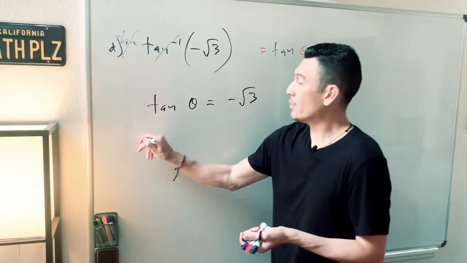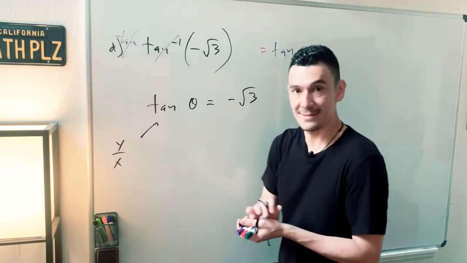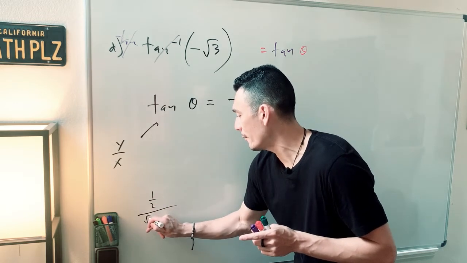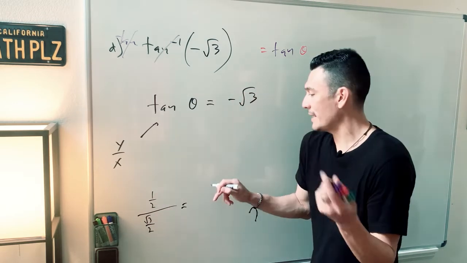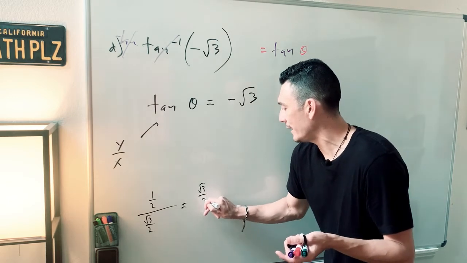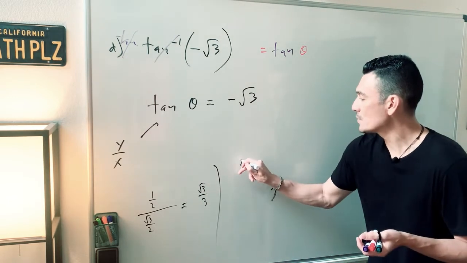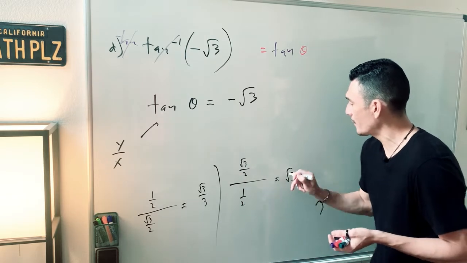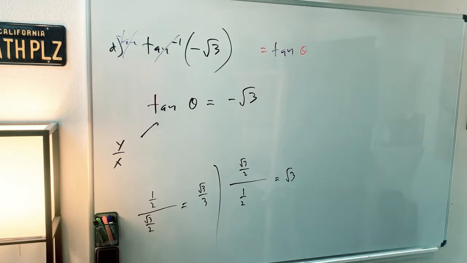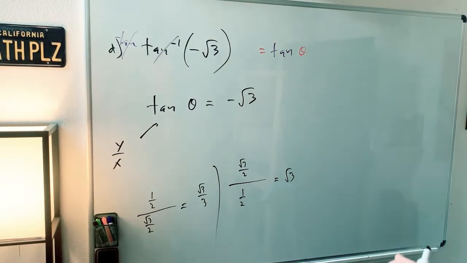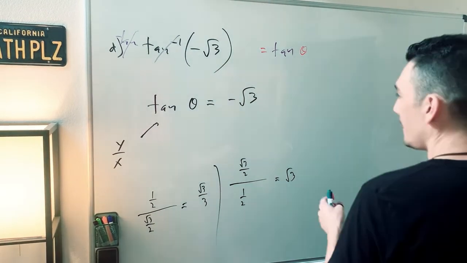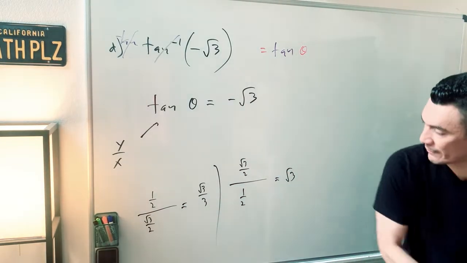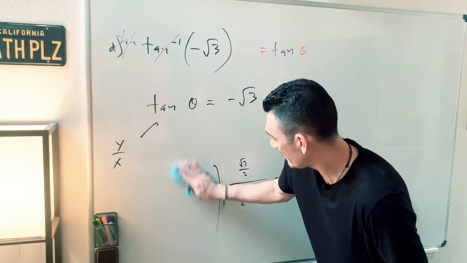And then again, we recall that tangent is y/x. Recall that we said like 1/2 over √3/2 is the same as like √3/3. And then the other fact was that √3/2 over 1/2 equals √3. And that is so relevant, because right now we see that we have a √3 and a √3. So let me just remove this because it's not relevant for this problem.